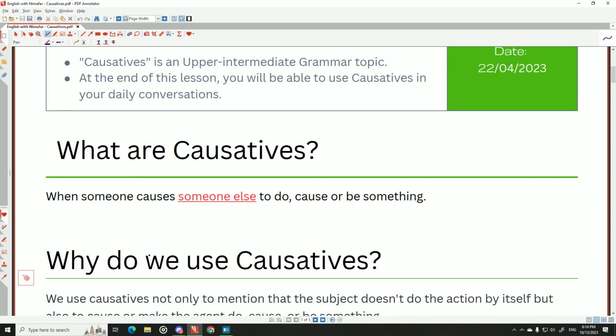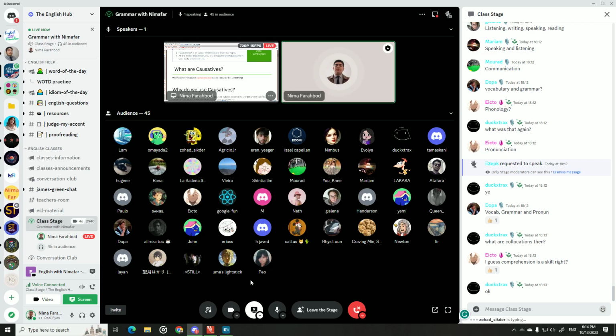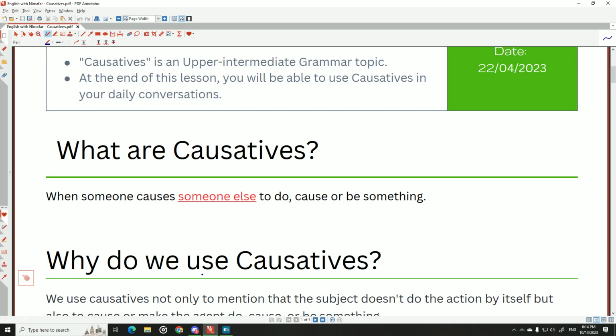What are causatives? And let me tell you something. This class is about 45 minutes. At the end, I will send some exercises, and we will do some exercises together during the class. So make sure you're listening carefully. Okay, so what are causatives? As someone said, when someone causes someone else to do, cause, or be something, that's causative. This is like the definition form.